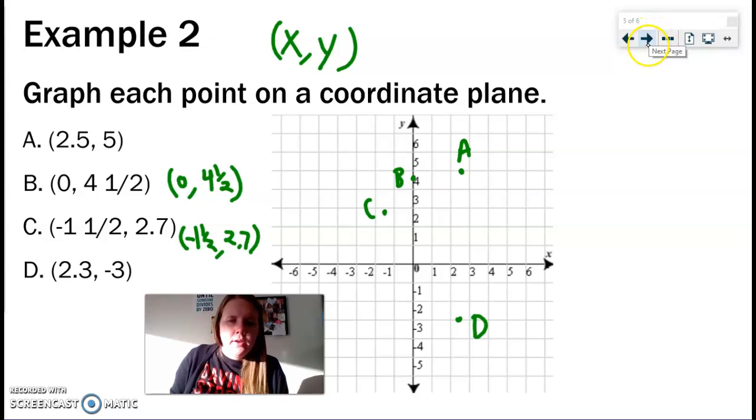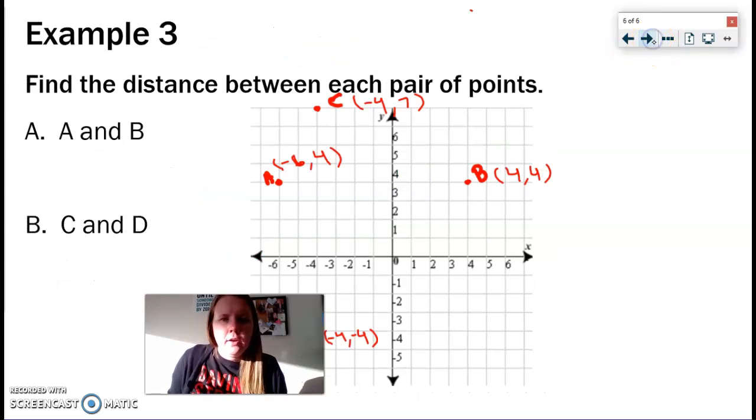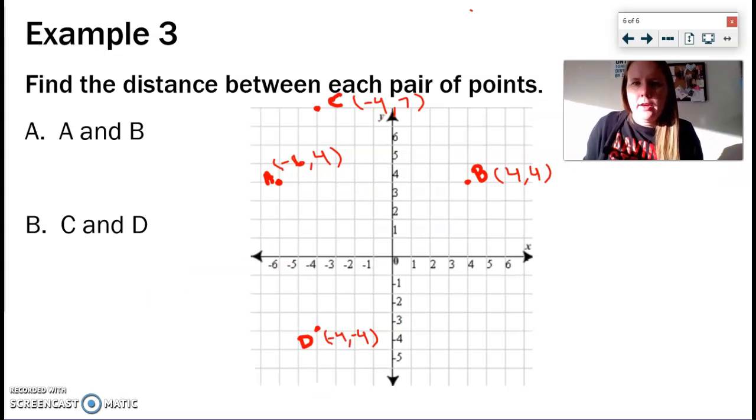I think we have one more example here. Yeah, last one. So this is something we haven't talked about quite yet, which is finding the distance between 2 points. So in this case, there's a couple ways you can do this. I want to show you the easiest way first because I think that's what most people are going to take away from this. So say find the distance between each pair of points.